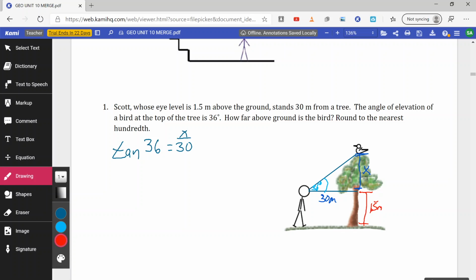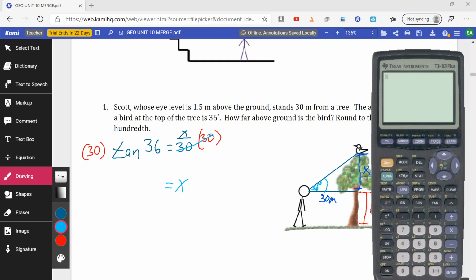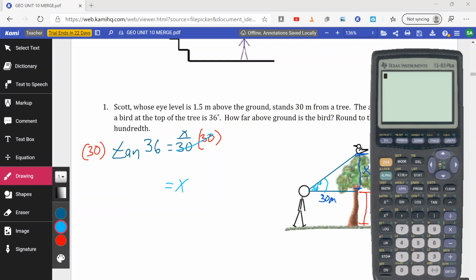So to figure out what x is, all we need to do is get x by itself. Anytime there's a fraction, I like to get rid of it, and we do it by multiplying by the denominator. In this case, it's 30. So both sides will get multiplied times 30. What that does is the 30s will cancel out on the right-hand side of the equation, leaving us with just x equals, and then all I have to do is 30 times tangent of 36. Anytime our calculator's on, make sure we're in the proper mode. We're in degree mode, so we're good. And we just have to do 30 times the tangent of 36.